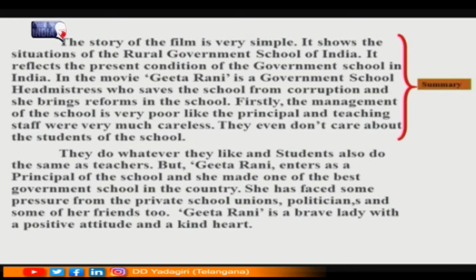Coming to the next one, they do whatever they like, and students also do the same as the teachers. But Geeta Rani enters as a principal of the school, and she made one of the best government school in the country. She has faced some pressure from the private school unions, politicians, and some of her friends too. Geeta Rani is a brave lady with a positive attitude and a kind heart. So here the analysis of the events that are there in the movie are included.